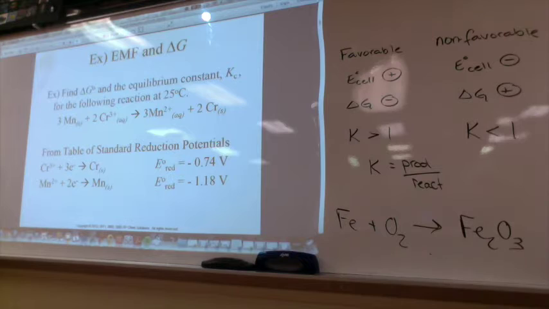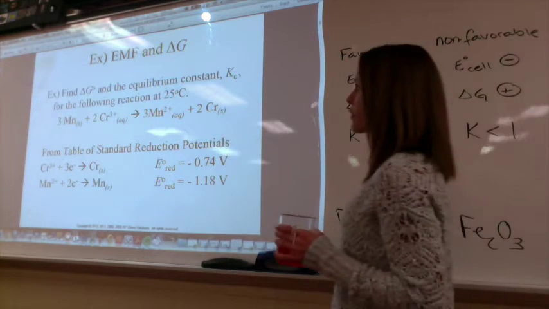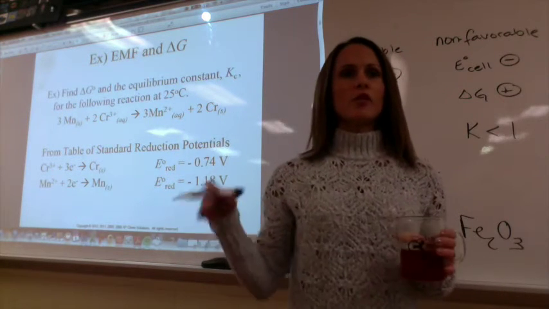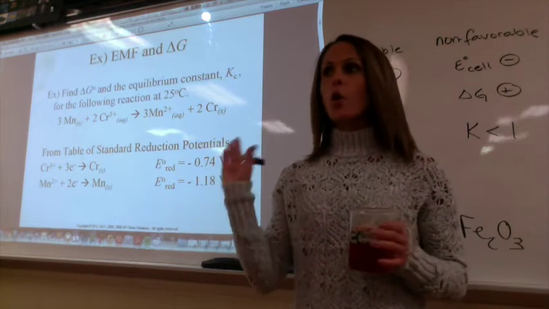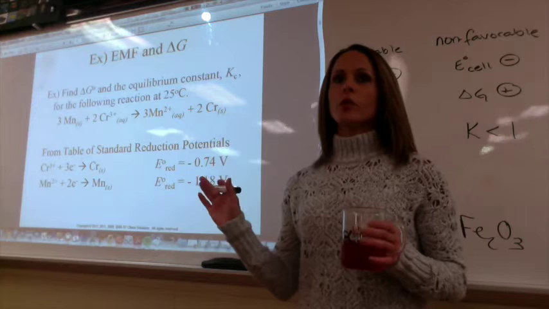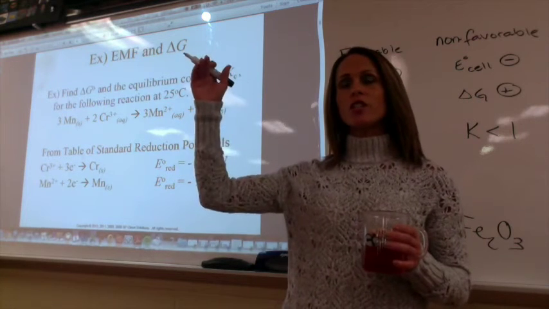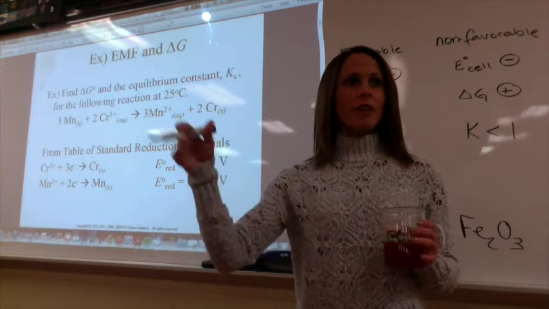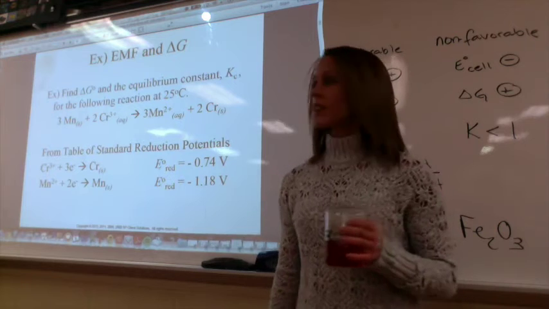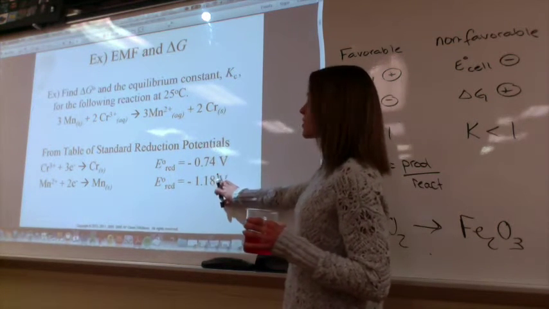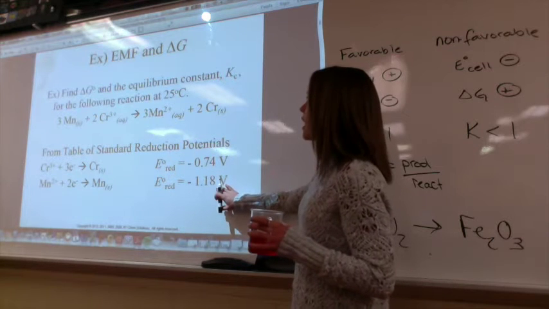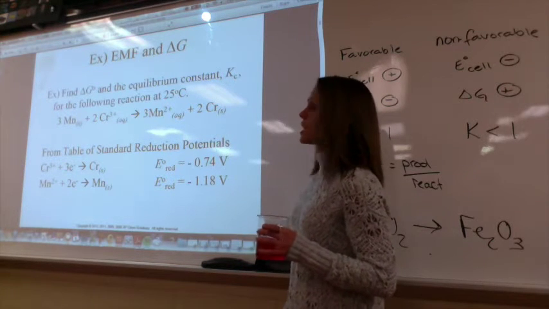Find delta G and the equilibrium constant Kc for the following reaction. So I didn't even give you any information about Kc because you already know how to do that from equilibrium, right? So they always couple this with your electrochem questions. They give you electrochem information, then they give you thermodynamics, and then they give you equilibrium all together. So here's our reaction before we start. Here's our reduction potentials that are on your chart. And we're asked to find delta G and K.